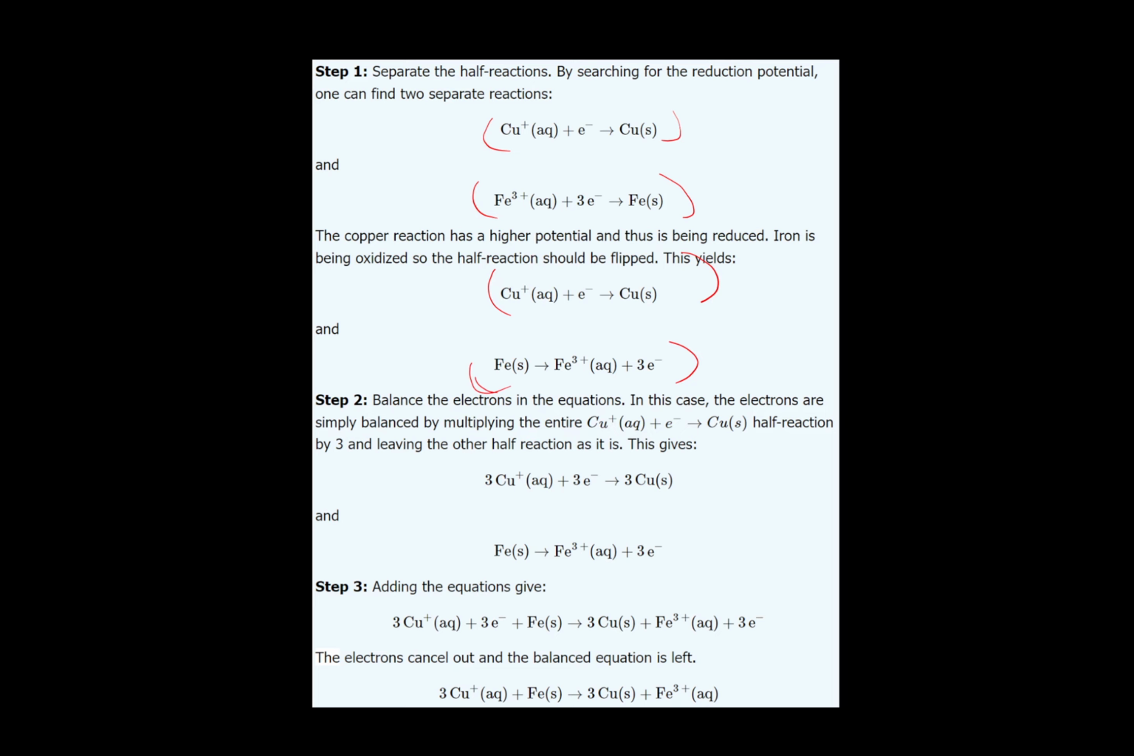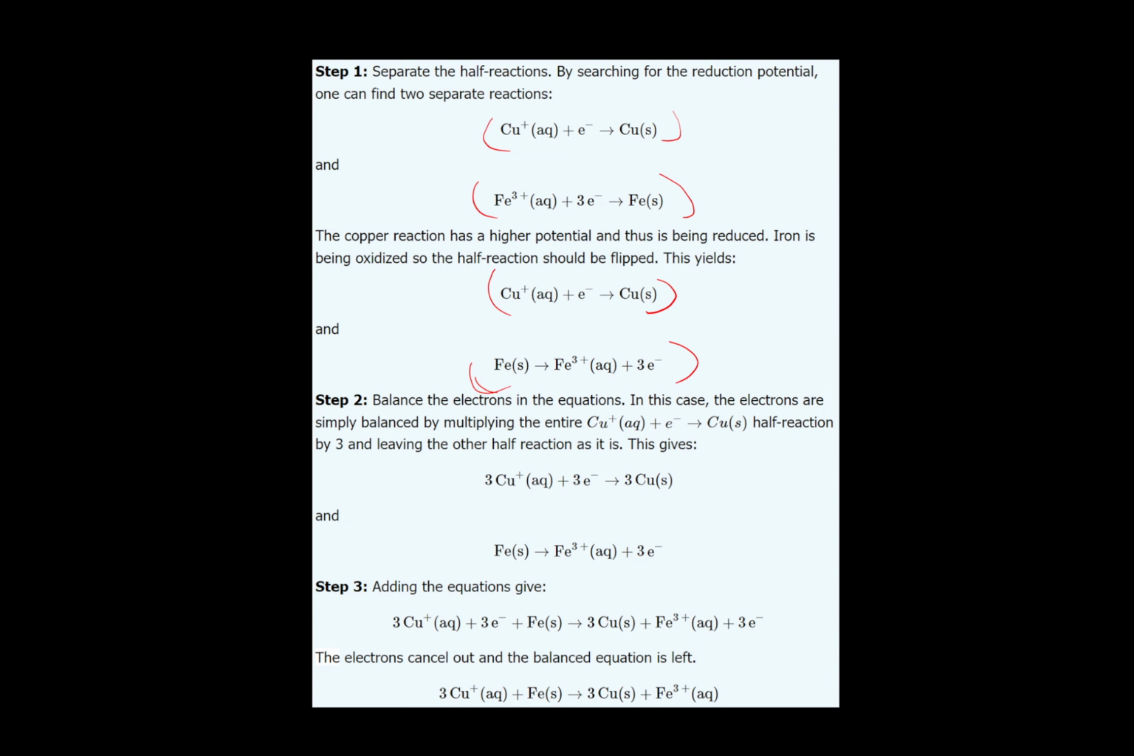Everything makes sense so far? It's just looking at it stepwise. Okay, wonderful. So we have the half reactions like that. Then what we do now is balance the electrons in the equation. In this case, the electrons are simply balanced by multiplying the copper half reaction by 3 and leaving the other reaction as it is.